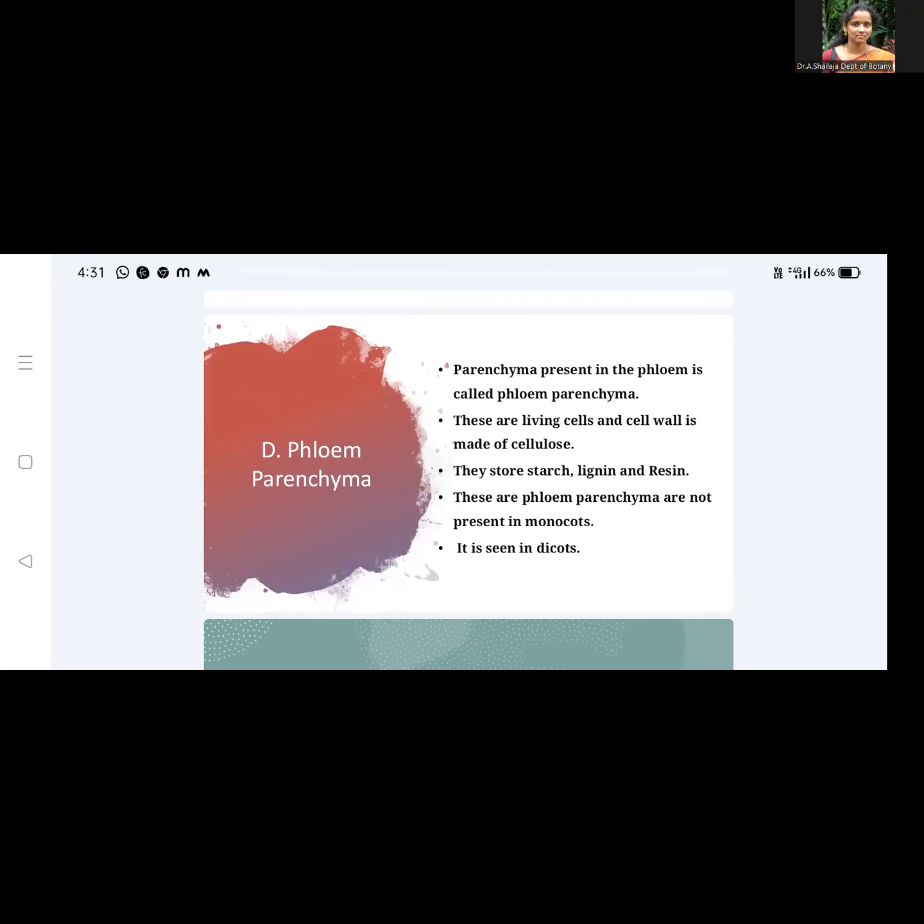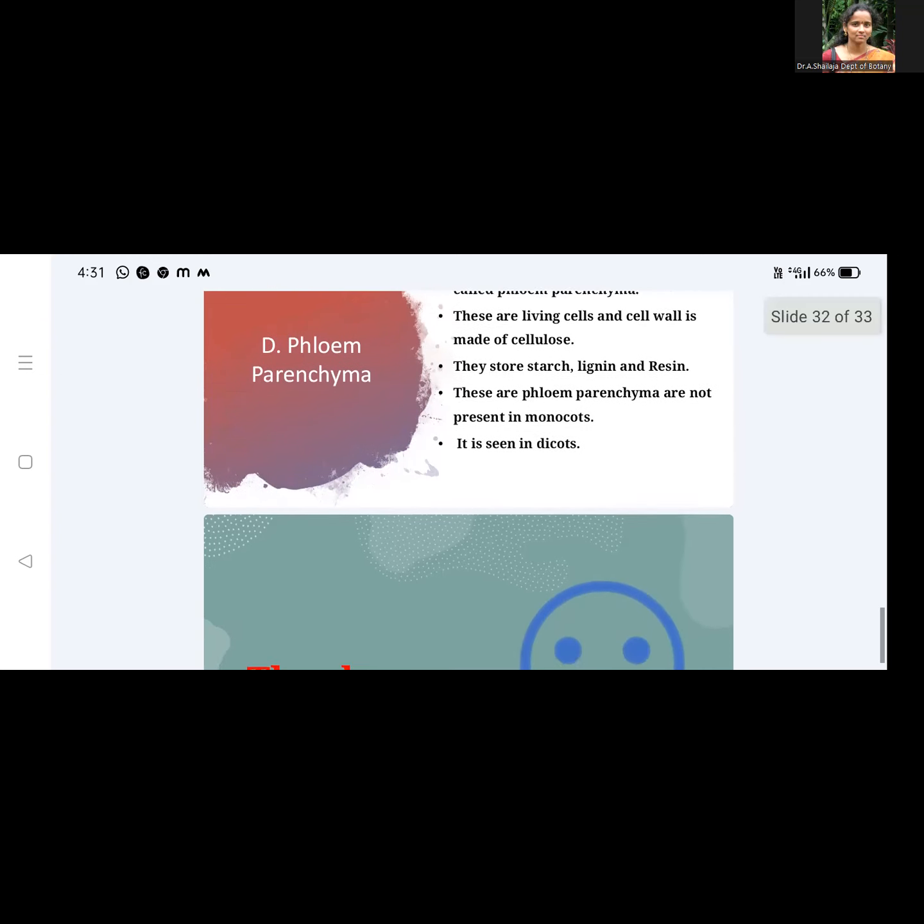Next is the phloem parenchyma. Parenchyma present in the phloem is called phloem parenchyma. So in the phloem we observe sieve elements, which are sieve cells, sieve tubes and companion cells, and after that, phloem parenchyma. These are living cells, and the cell wall is made up of cellulose. They store starch, lignin and resin. Phloem parenchyma is not present in monocots; it is seen only in dicots. This is the phloem parenchyma.